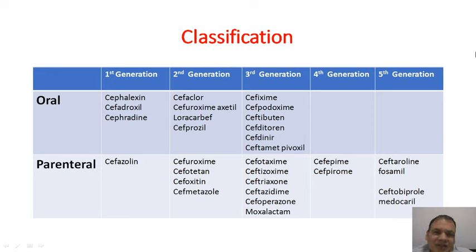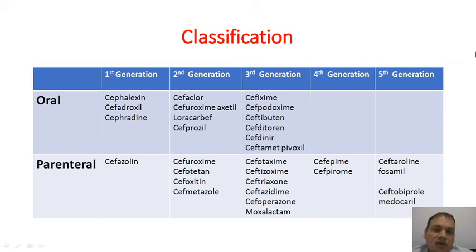Then they say that if the name of the cephalosporin contains PI, generally it belongs to the fourth generation. That is cefepime and cefpirome, CEF, PI. So generally they belong to the fourth generation. Remember, we said there is no oral group in the fourth generation. There is only a parenteral group.